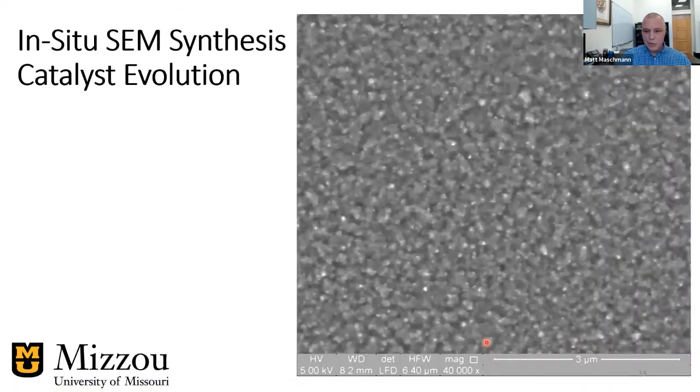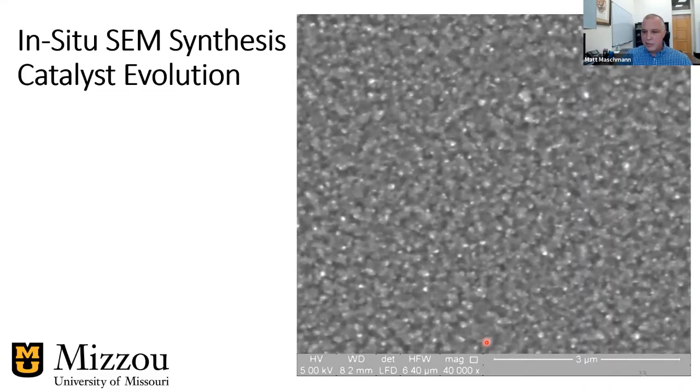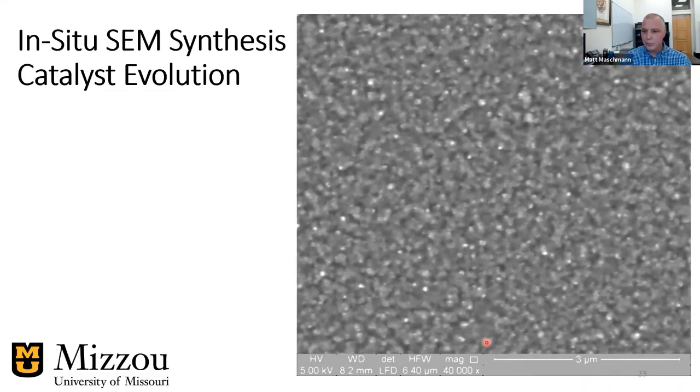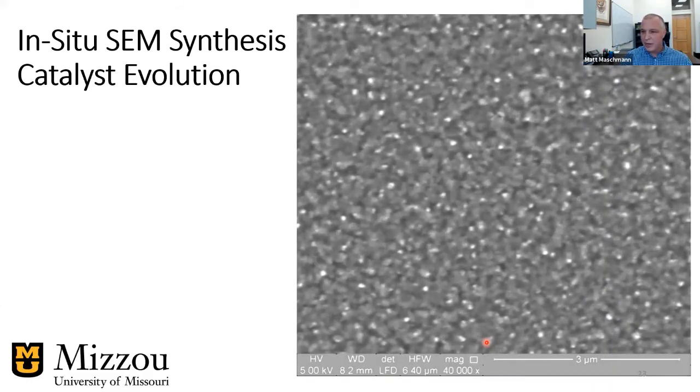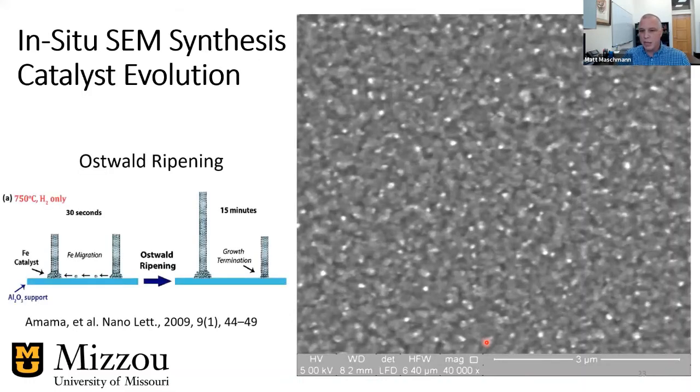But I'll show you here some interesting videos that we've gotten. So here's catalyst evolution. Hopefully it comes through in Zoom. But you can see all these little particles that are forming and moving around. And they're forming larger and larger particles. So this is known as Ostwald ripening. And it's a known phenomenon. And it occurs even as carbon nanotubes themselves are growing.